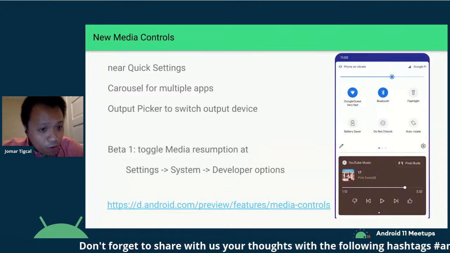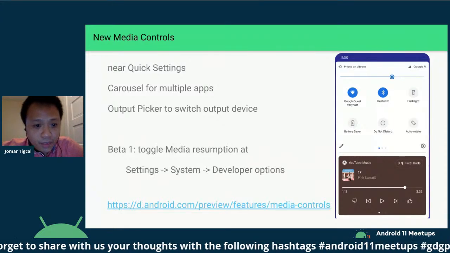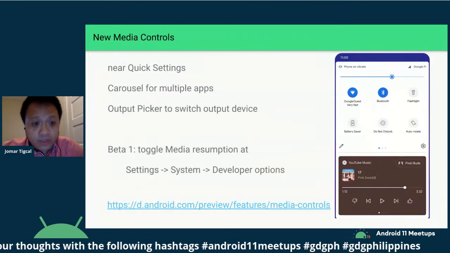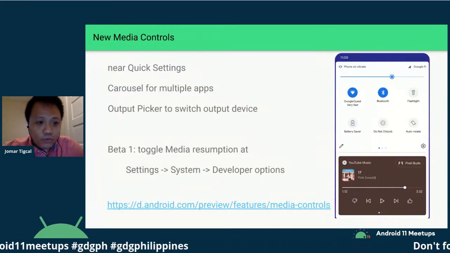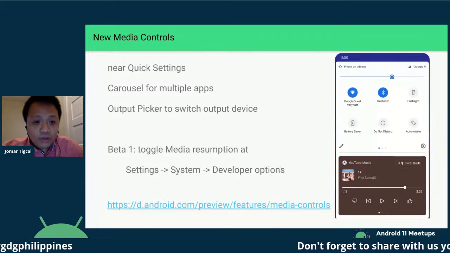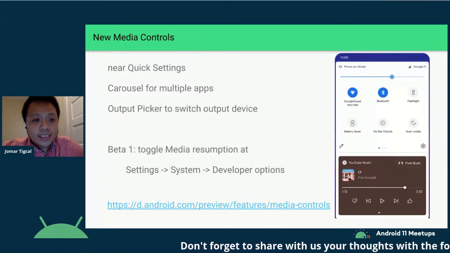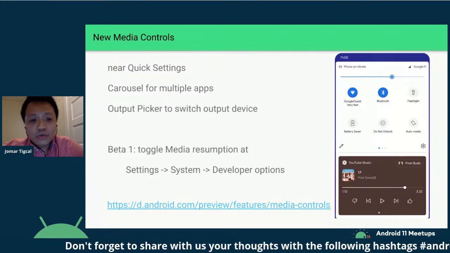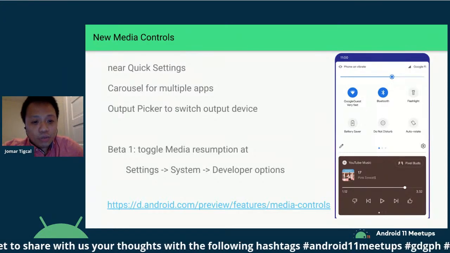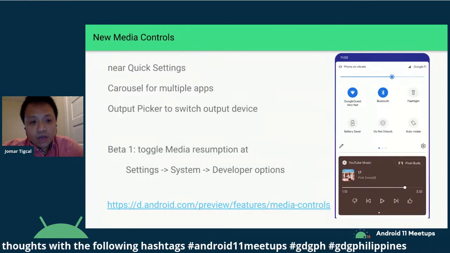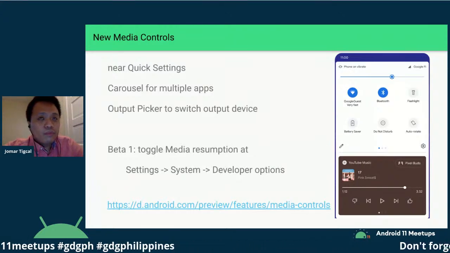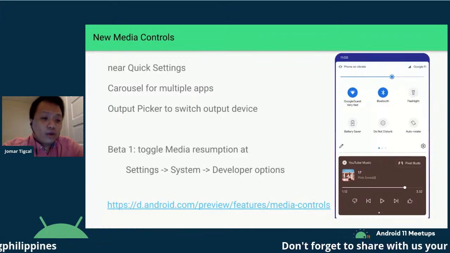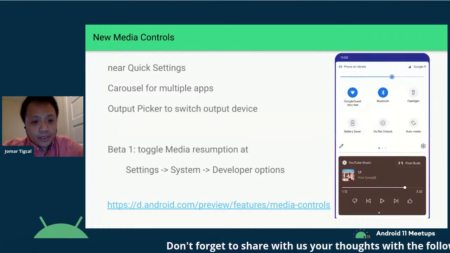I don't know if you can see it, but there's something on the right of that media control. It's a Pixel Buds. That icon and text specify the output device. You can click that and the output picker will display, and then you can change it, for example, instead of your earphones, to play it on your device.